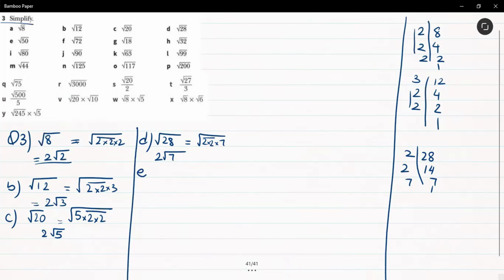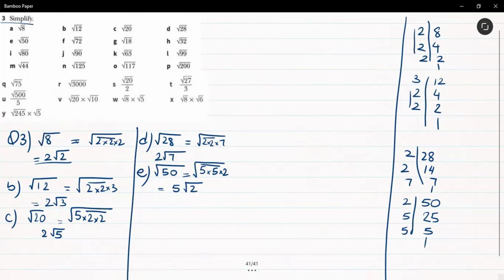For part E, we have under root 50. What would be under root 50 equal to? So this would be 2 twenty-fives, 5 fives, 5 ones. So that is equal to under root 5 multiplied by 5 multiplied by 2. Again, we get a pair of 5 and that would give us 5 under root 2.